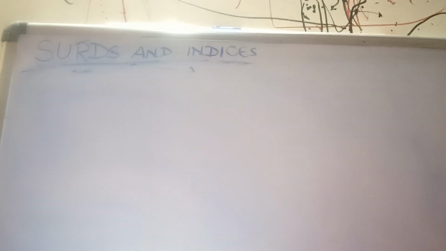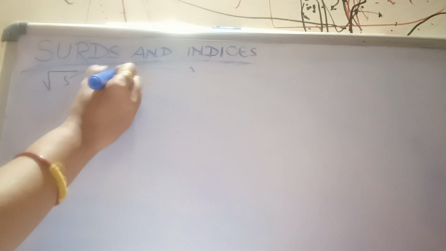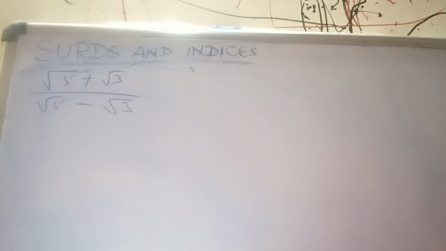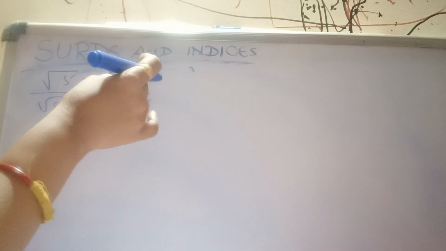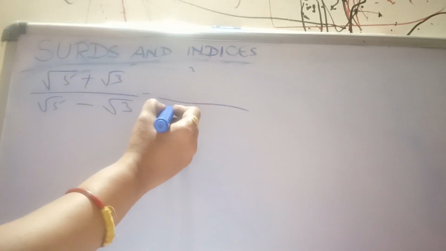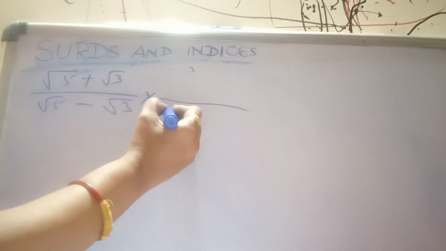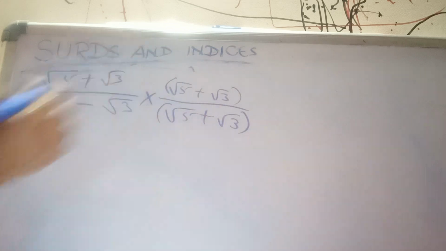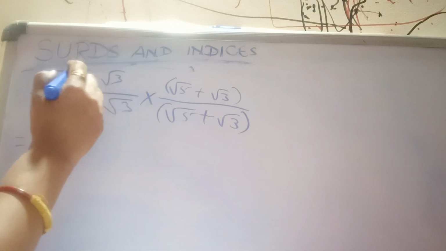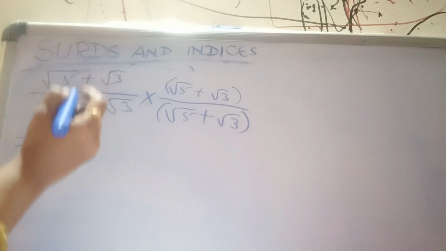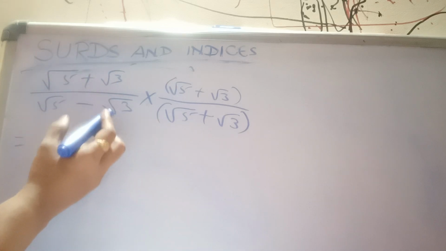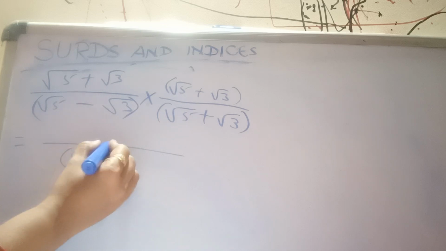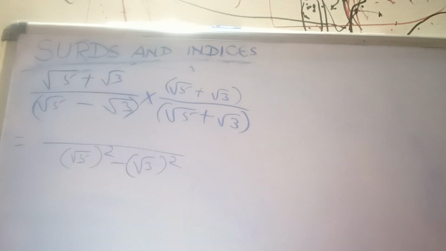Next question is root 5 plus root 3 divided by root 5 minus root 3. We have to simplify this. Simplifying means we have to rationalize the denominator. So we will multiply by root 5 plus root 3, above also root 5 plus root 3. Above we get a plus b whole into a plus b, so the a plus b whole square rule will be applied, and below a minus b whole into a plus b, so the a square minus b square rule will be applied, root 5 whole square minus root 3 whole square.